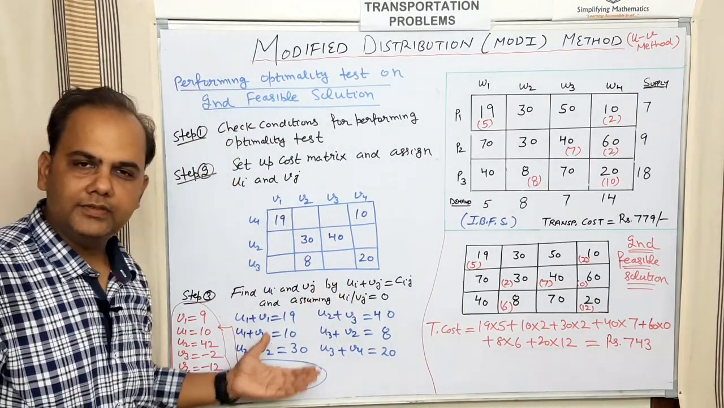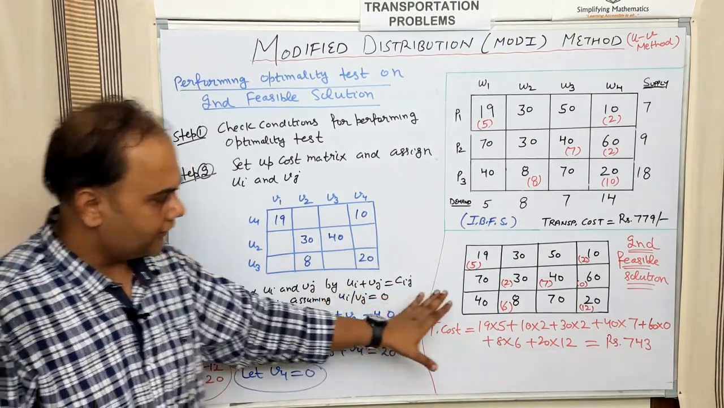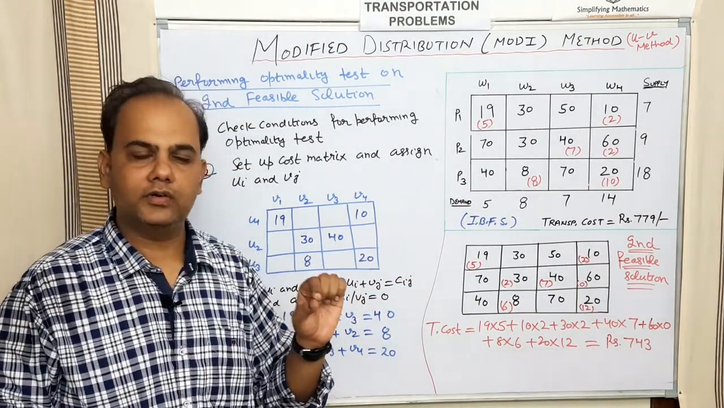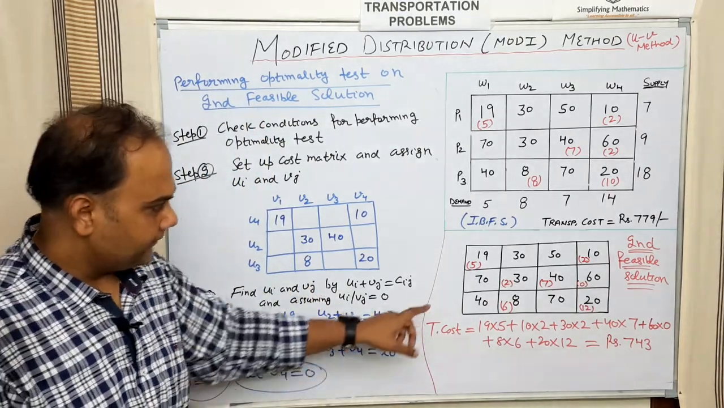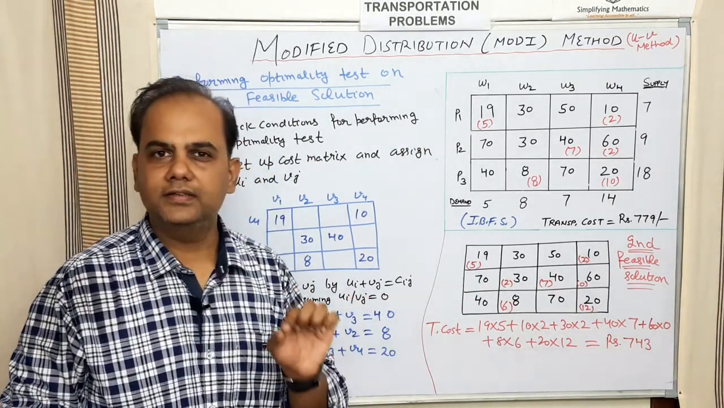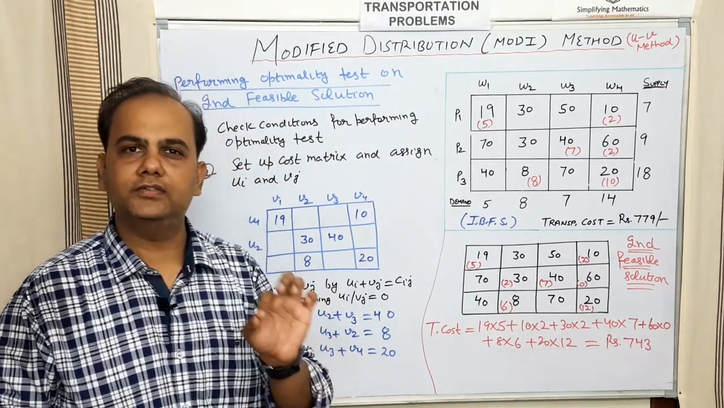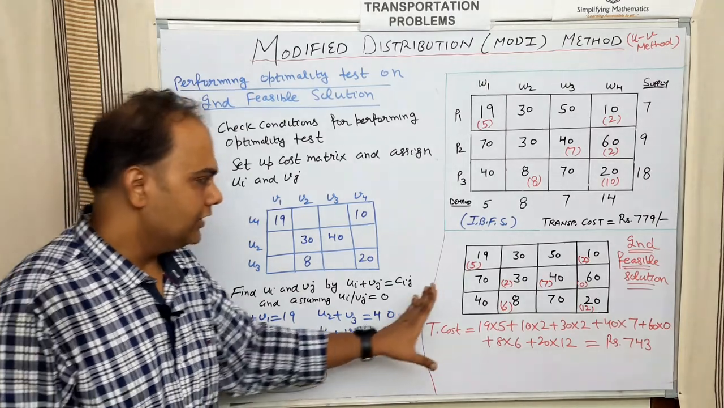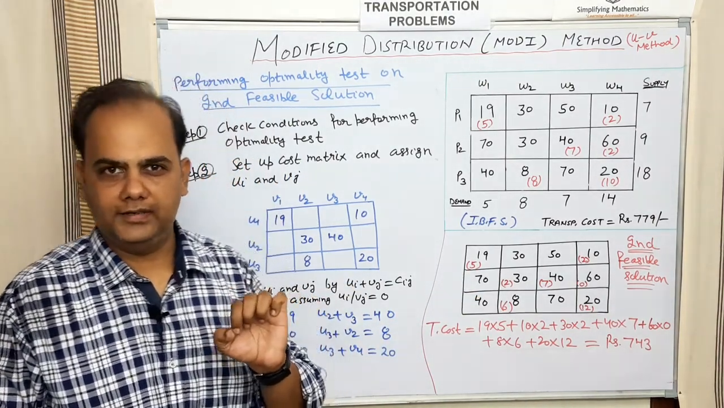So what are the steps? Again we are repeating the same steps which we have done here. The first step is you have to check for the condition. The first condition is what? The number of allocations should be equal to m plus n minus 1. So this condition is satisfied. Second is what? All the allocations should be in independent positions, that is no closed loops are being formed. So that is also satisfied. Therefore we can perform the optimality test.